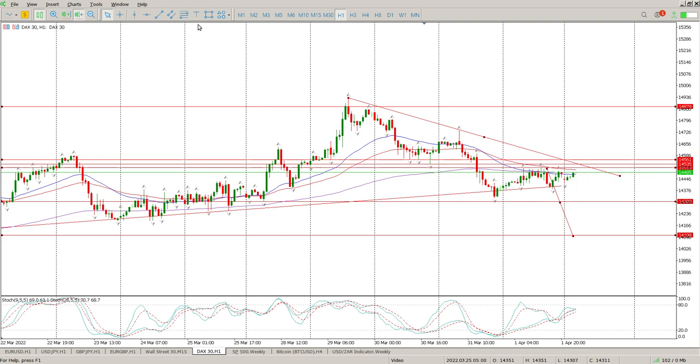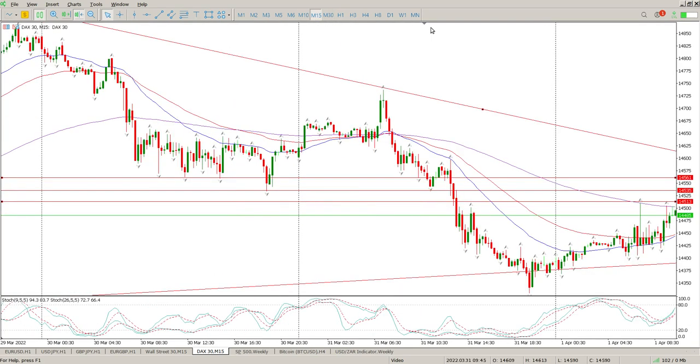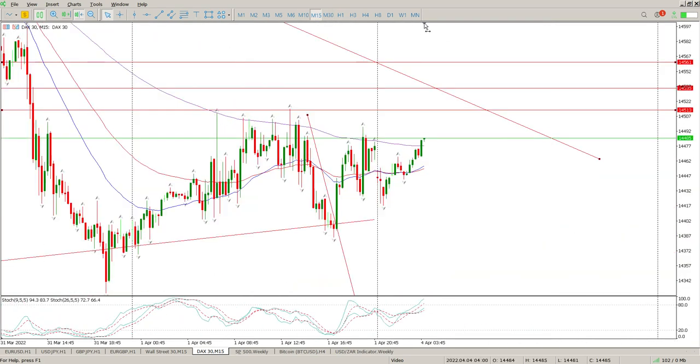So don't jump into it until you have confirmation, and you can get it off the 15-minute. But for example, you want a nice rejection here, you want a pin bar or something off one of these levels before jumping in. And you're looking for the break to the downside of that price action.